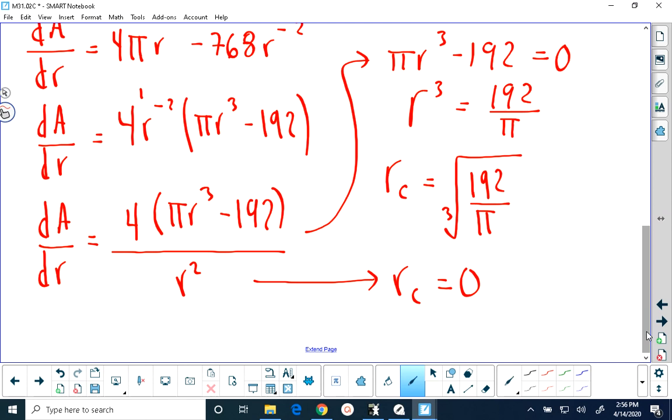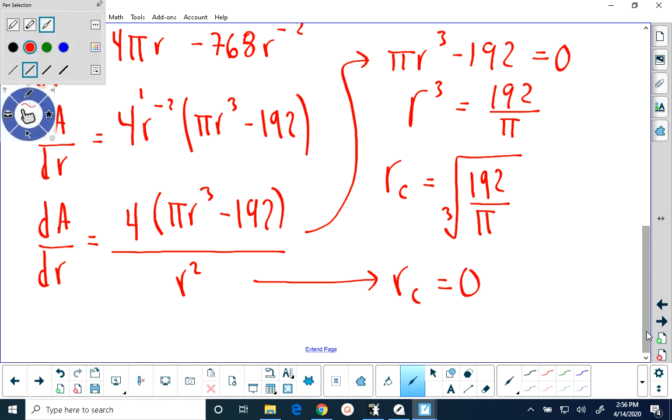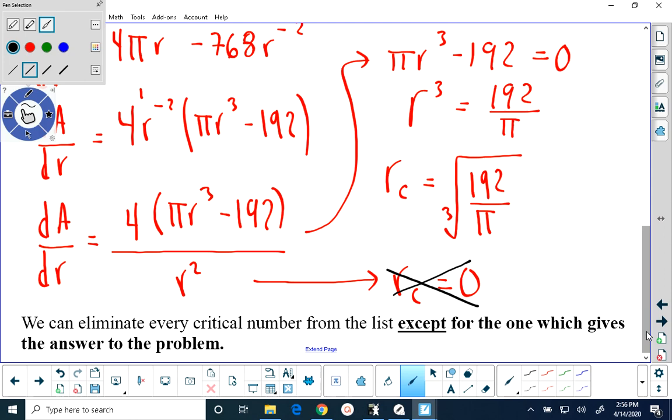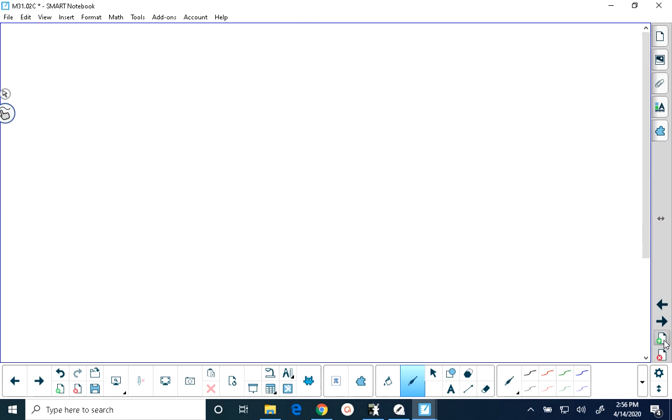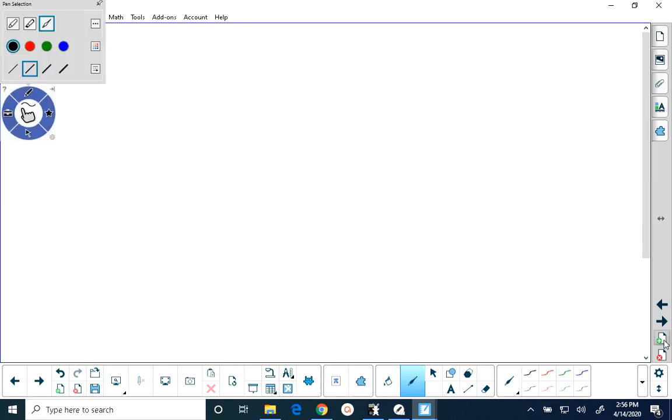We're still solving max-min problems where you can eliminate every critical number from the list, and that means we're still solving max-min problems that do not require the use of a first derivative chart. That last critical number, the cube root of 192 over pi, is the optimal radius.